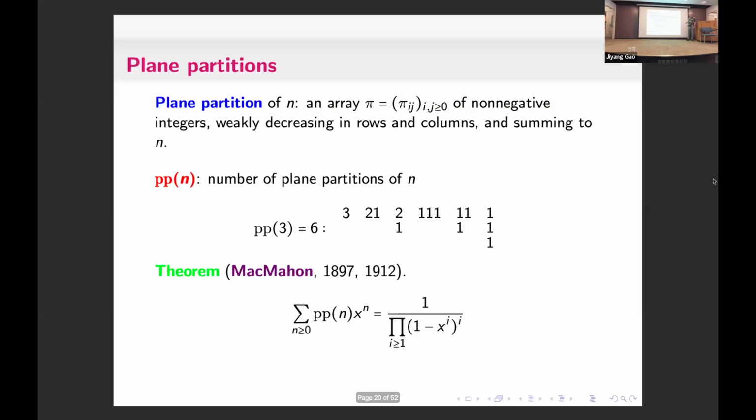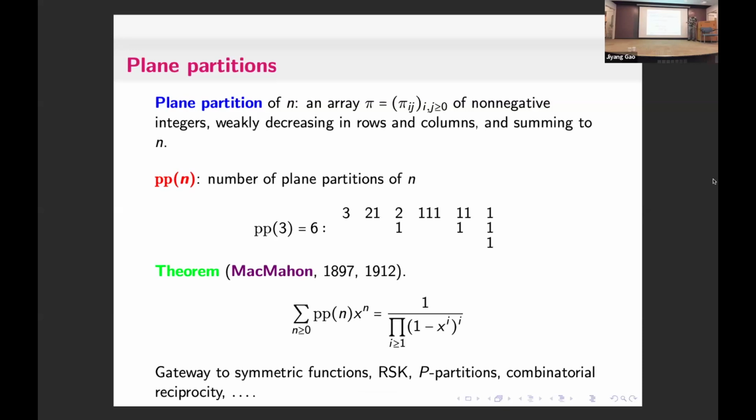So MacMahon conjectured in 1897 and published a proof in 1912 of this very famous generating function for plane partitions, 1 over the product of 1 minus x to the i, to the i. And for me, this was the gateway to many interesting further topics: symmetric function theory, the RSK algorithm, the theory of P-partitions. Combinatorial reciprocity was suggested by some of the stuff going on here, especially with the theory of P-partitions. So I won't say anything more about this, except that this generating function of MacMahon really ended up having a big influence on me. Is there a good exposition of this anywhere, Richard?